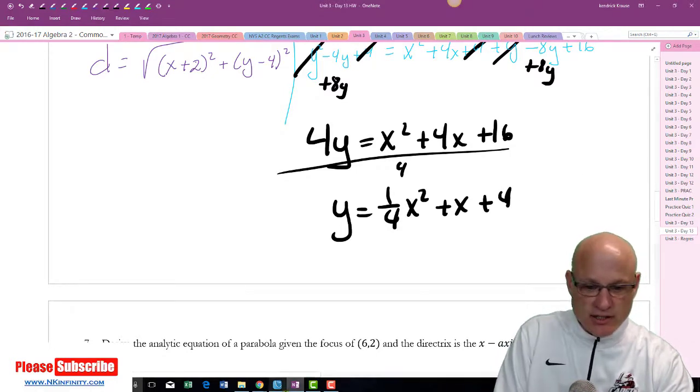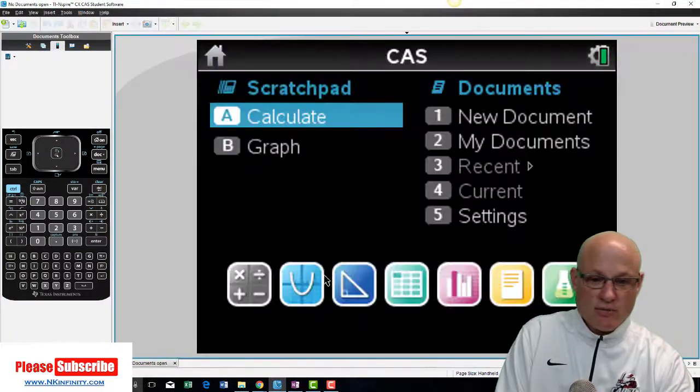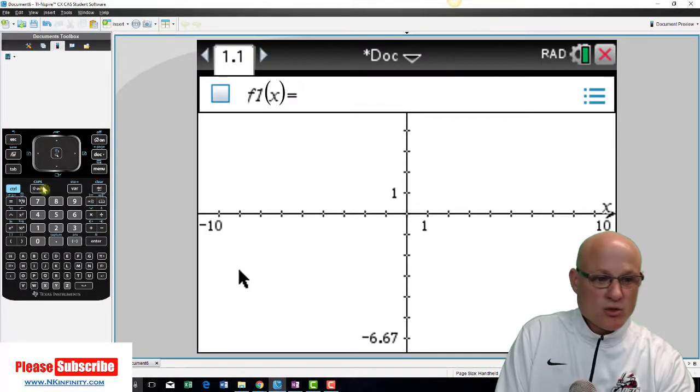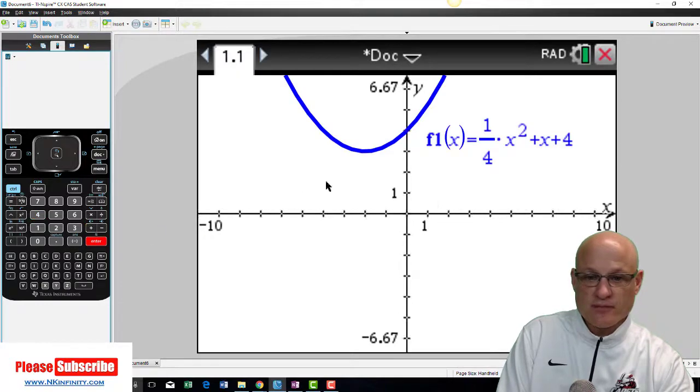So go over to my calculator. Go into graph mode. Graph in 1/4, control division, 1 over 4, x squared plus x plus 4. Press enter. There it is.